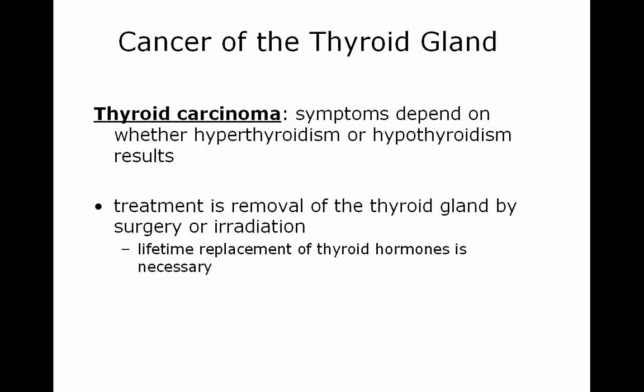Okay, next condition of the thyroid is thyroid cancer. If a person develops thyroid cancer, it's going to be a carcinoma. And thyroid cancer can cause either hyper or hypothyroidism. It can actually cause either one. It can cause the person to produce too much or not enough of the thyroid hormones. And then the treatment is going to be removal of the thyroid gland, either by surgical removal or by radiation destruction, irradiation. And then after the thyroid is destroyed or removed, then the person needs a lifetime replacement of the thyroid hormones with a drug like Synthroid.